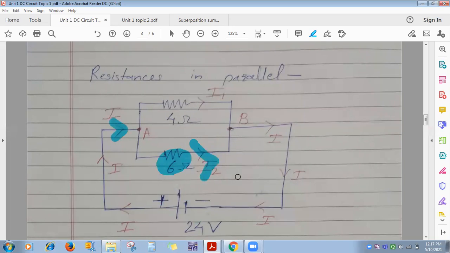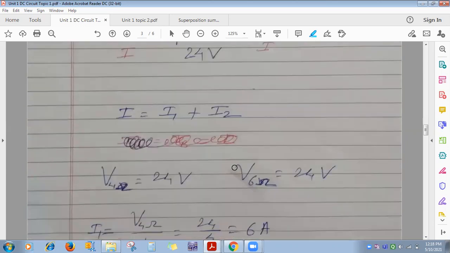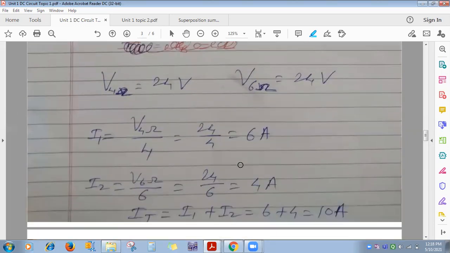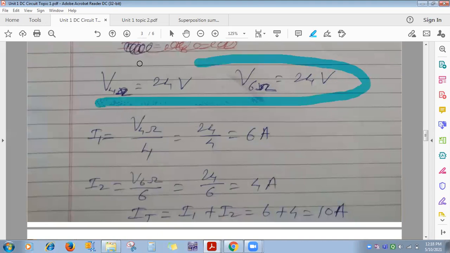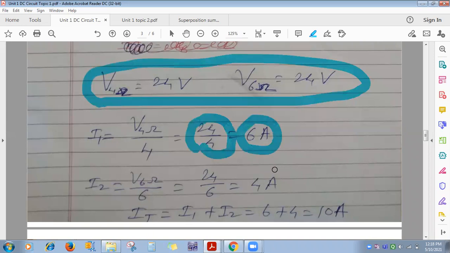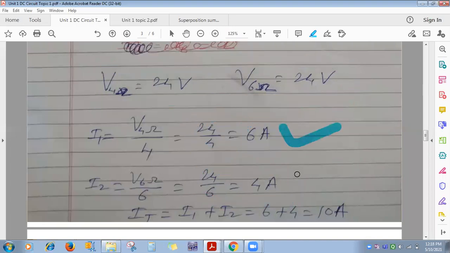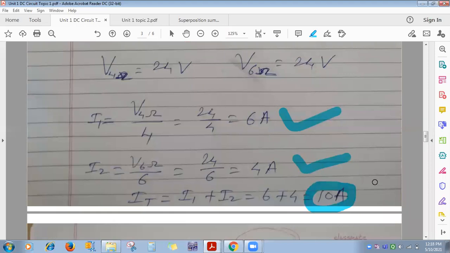Which of the following statements is true? Two or three options are given: when resistances are connected in parallel, the voltage drop across them is the same; the more the value of resistance, the less current will flow through it. These are the options, isn't it? So see here, the voltage drop across each is the same, 24 volt. So 24 by 4, 6 ampere current will flow through R1, and 24 by 6, that is 4 ampere current will flow through R2. You can add them and you will get the total current, 10 ampere.